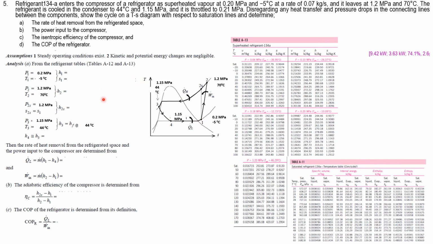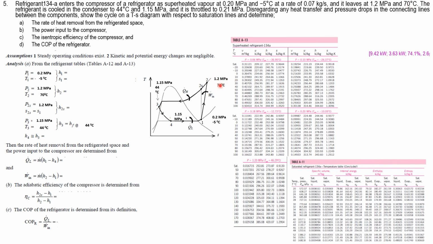In the previous examples you see on a TS diagram, we have drawn our point number 1 on this line. But here it is out. Why is it out? Because it enters the compressor as superheated vapor. All right. So the pressure is given. It enters at 0.2 megapascal and -5 degrees C. The flow rate is given. Then it leaves at 1.2 megapascal and 70 degrees C.